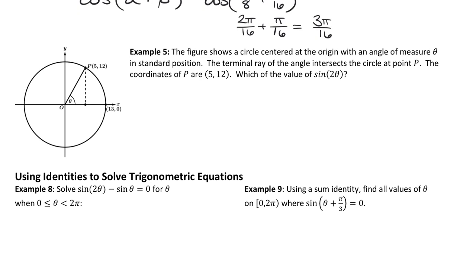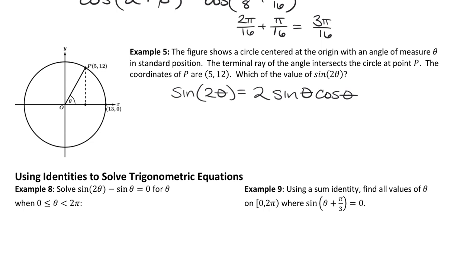Example 5, the figure shows a circle centered at the origin with an angle of measure theta. Make sure you notice that this is theta. It's in standard position. The terminal ray of the angle intersects the circle at point P. The coordinate point of P is (5, 12). What is the value of sine of 2 theta? First thing we're going to do is write down the double angle formula for sine. Off of the front page, sine of 2 alpha, or in this case theta, is equal to 2 sine of alpha, theta, cosine of alpha, theta. I'm pulling it from the formula chart.